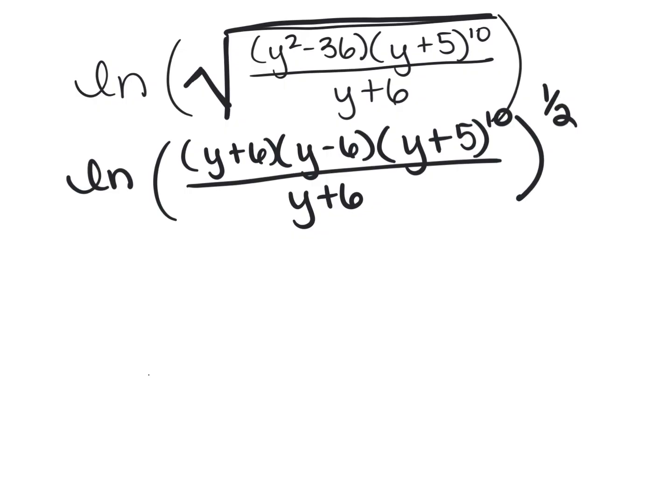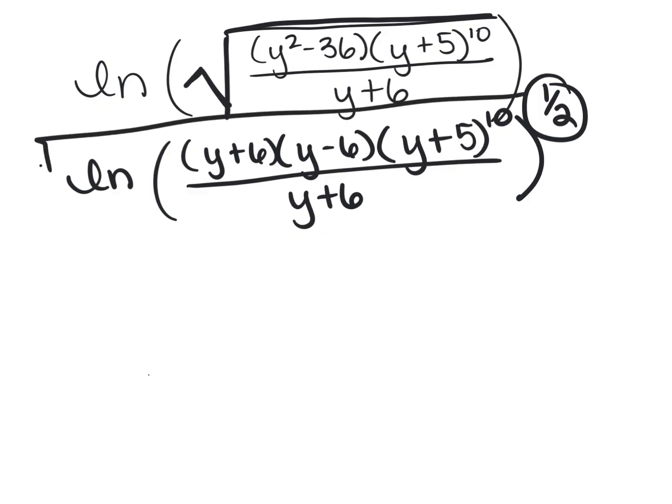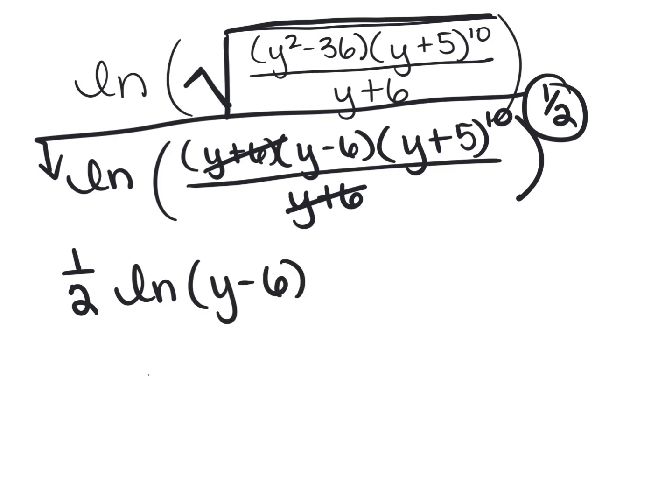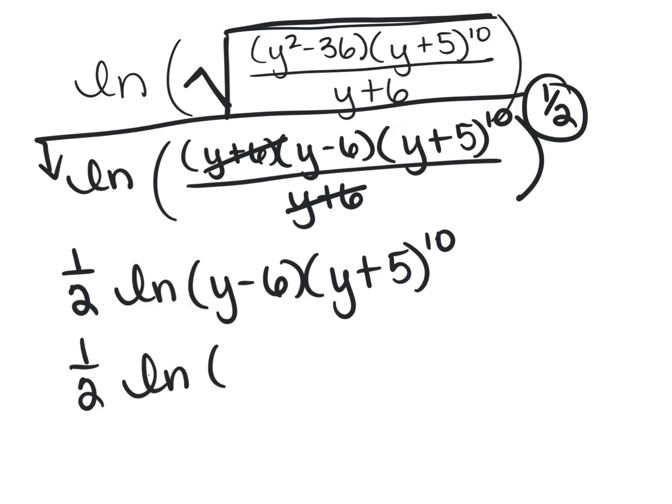Now, the reason we do this is twofold. We're going to take this and bring it all the way out front, and I'm seeing that those can go away. So I just uncomplicated it just a little bit. So the 1/2 is out front. I have the natural log, and the only things that are left are y minus 6 as a factor and y plus 5 to the 10th as a factor. So now those two things are multiplied together. So I'm going to have 1/2 natural log of y minus 6.